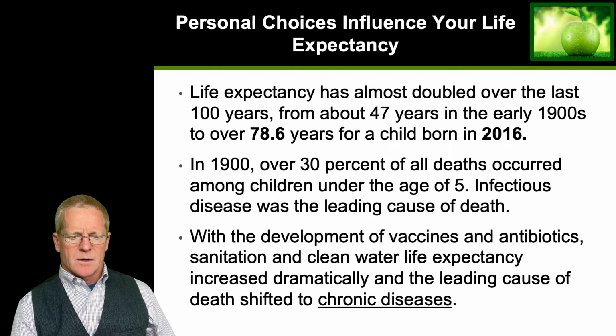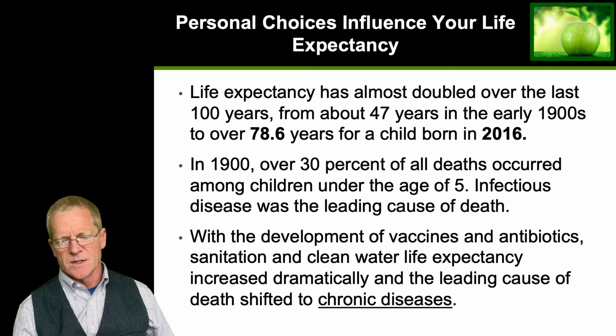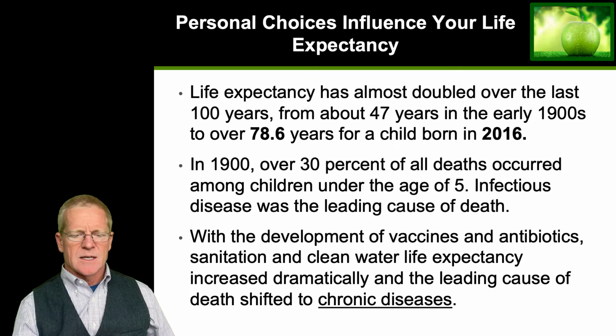So, does it work? Life expectancy over the last 100 years has improved from about 47 years, that was about in the early 1900s, to about 78 years for a person that was born in 2016. In the past, deaths occurred due to infectious disease. But now we're in an age of vaccines and antibiotics, sanitation, clean water, so life expectancy has improved dramatically.